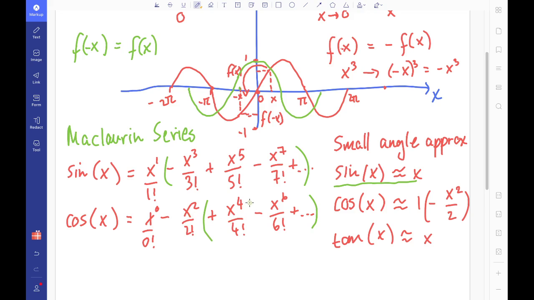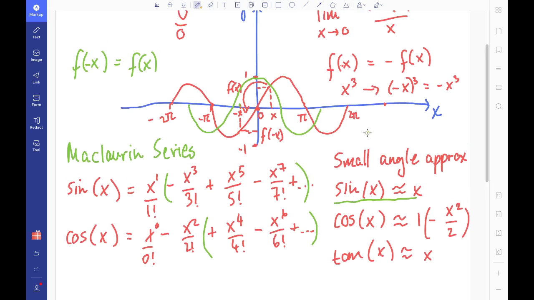But for other questions, you may want to go further along these Maclaurin series to get a more accurate expression for what sine x and cos x are. But most of the time, you're not going to need to do that. Okay, so that's where these small angle approximations come from.